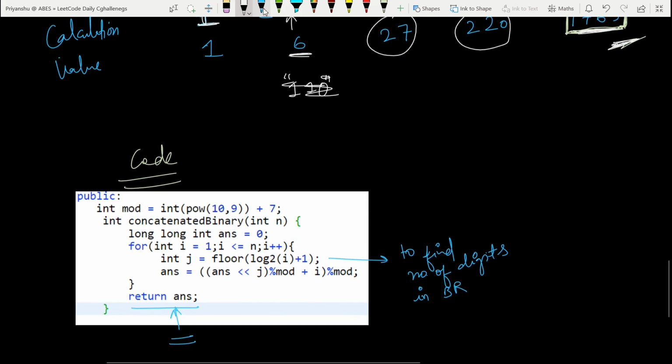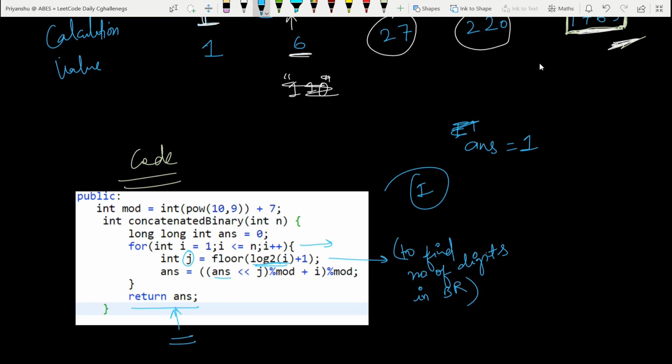So at each step what we are doing, if we are at number one, we find the number of digits in its binary representation. So for 1 we have only 1 digit, so j would be 1 here. Initially the answer would be 0. If we shift the 0 bit any number of times, it will remain 0. So 0 plus 1, the answer in the first case will remain 1.